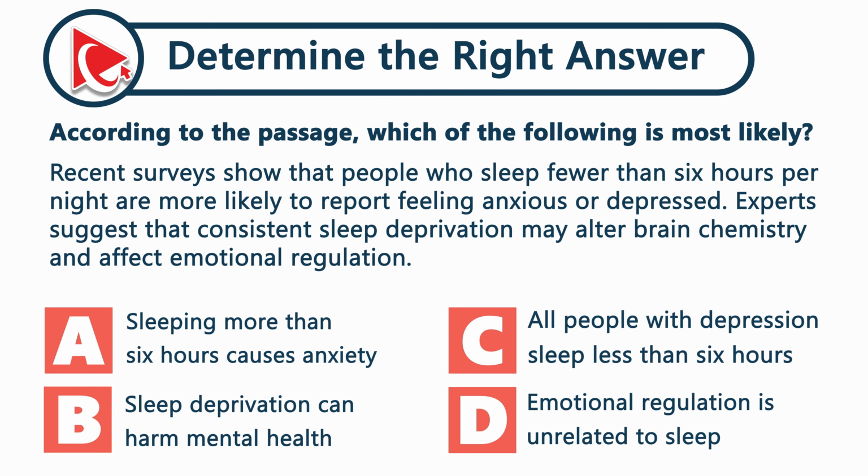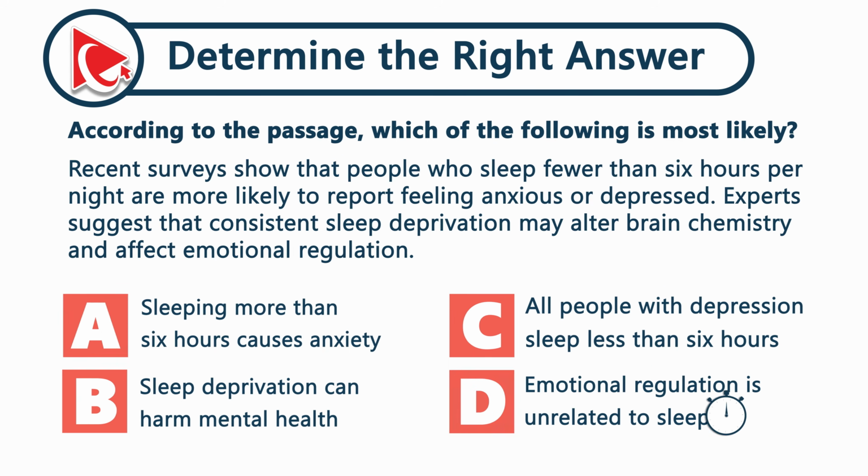Based on this information, which of the following is most likely to be true? A. Sleeping more than 6 hours causes anxiety. B. Sleep deprivation can harm mental health. C. All people with depression sleep less than 6 hours. Or D. Emotional regulation is unrelated to sleep. Can you try to solve it on your own?